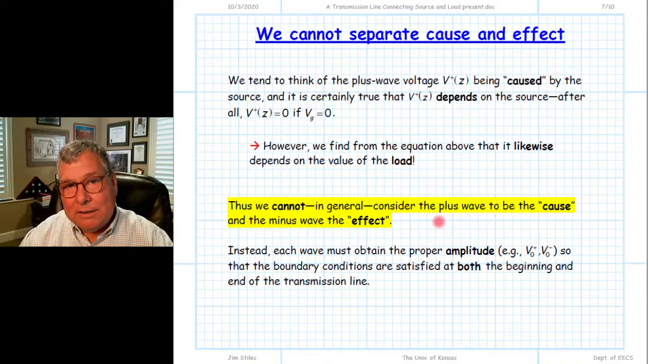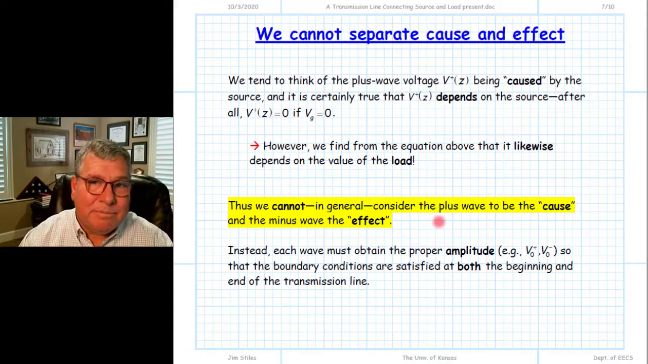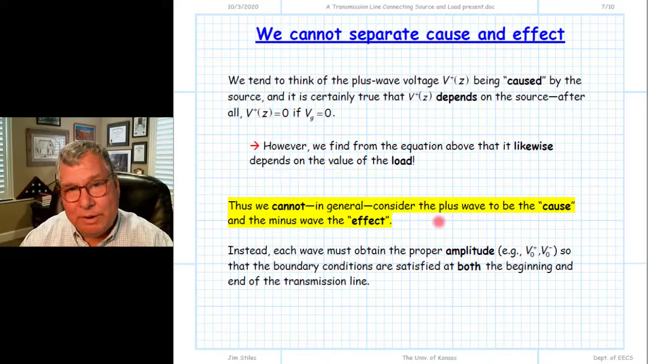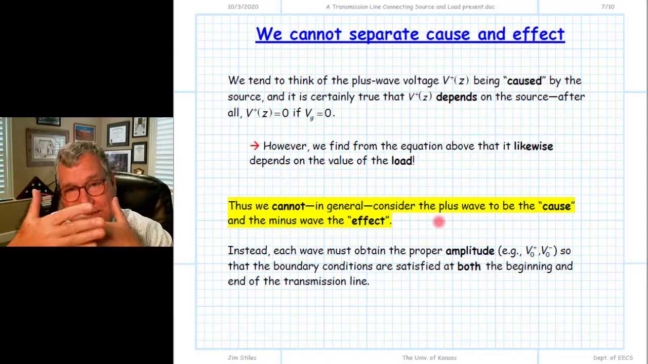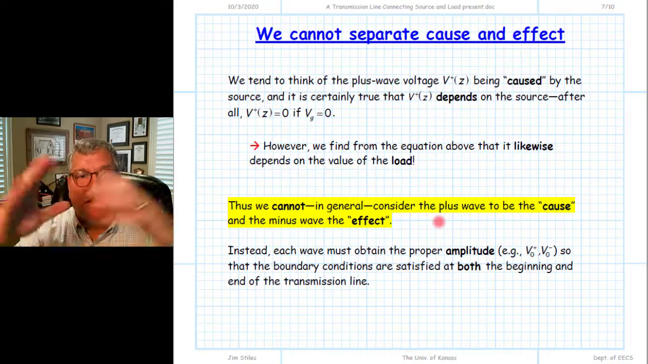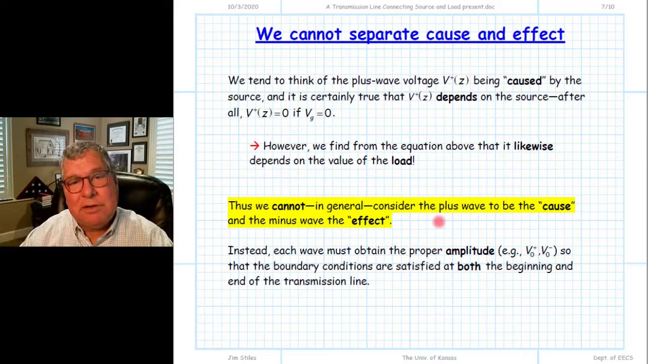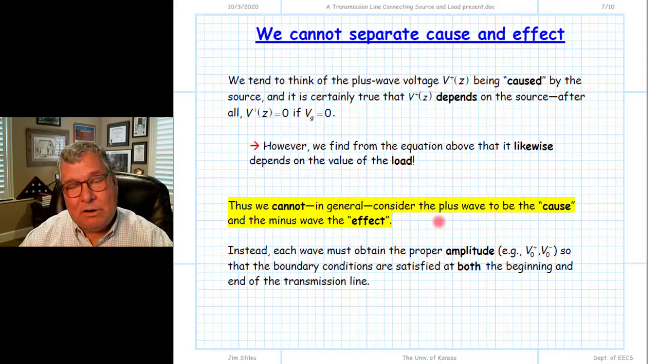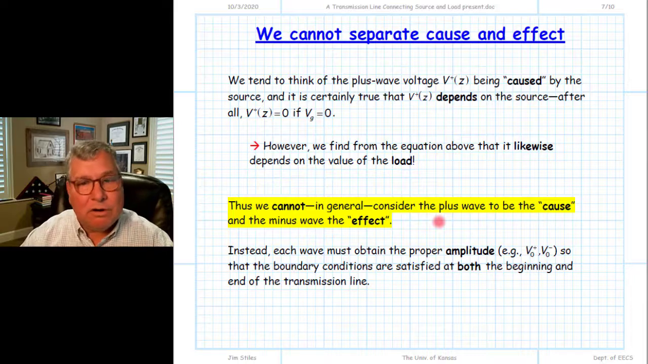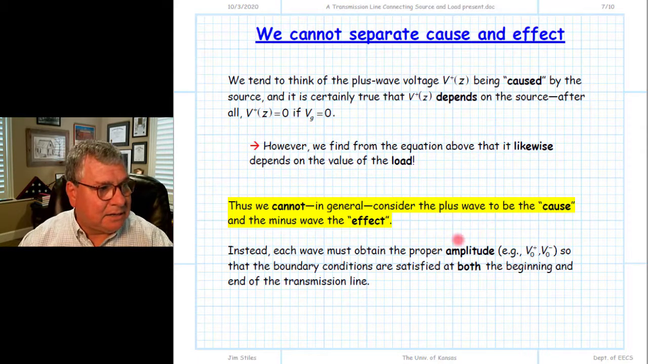It's no more logical to say the plus wave creates the minus wave than to say the minus wave creates the plus wave. What we have is a situation where both waves must exist in the steady state, such that the boundary conditions simultaneously on either end of the transmission line are validated, are correct for those situations. Again, one doesn't cause the other. They both have to simultaneously exist.